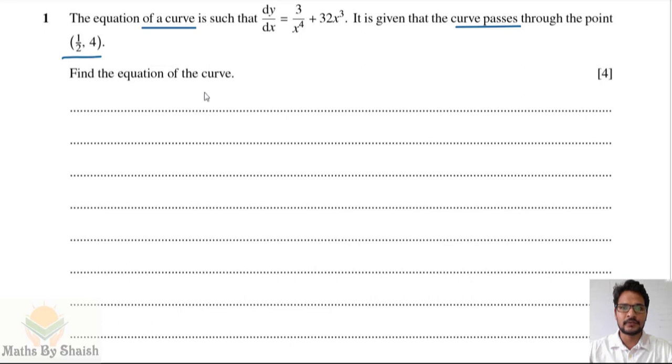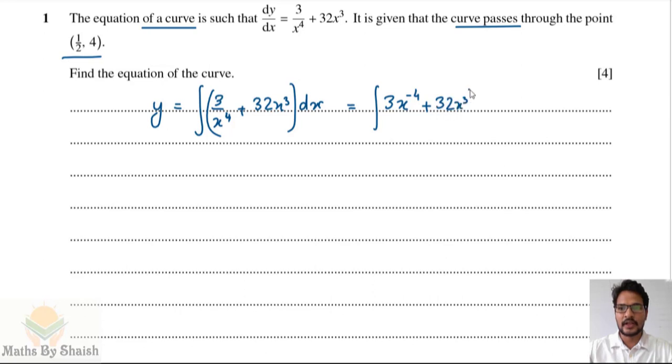So first of all, if we require the equation of the curve from the derivative, we are going to do the integration. So y becomes the integration of 3 over x to the power 4 plus 32x to the power 3 dx. Since we have power 4 in the denominator, we can rewrite this so that we can integrate it easily. It's like 3x to the power minus 4 plus 32x to the power 3, dx. So we will integrate it.